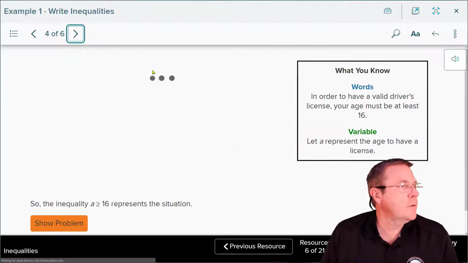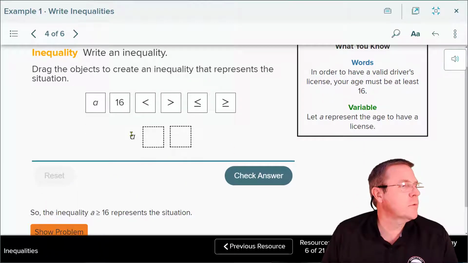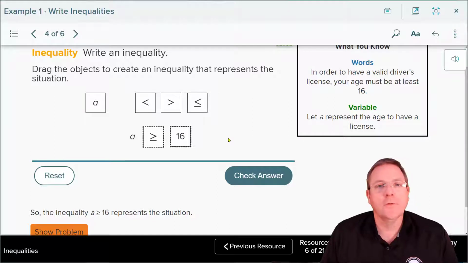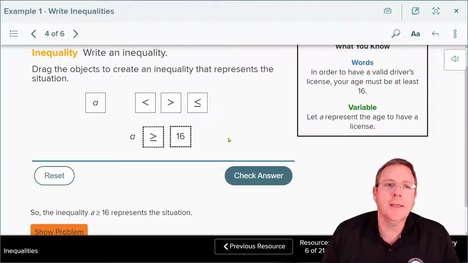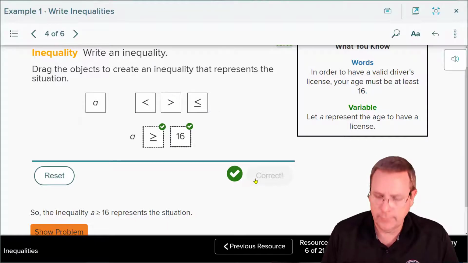And then from there, the next screen, we're going to set up our inequality. We're going to say the age has to be greater than or equal to 16. Because if you're younger than 16, you can't get it. If you're exactly 16, you can. And if you're greater than 16, you can get one then too. Easy math. Anybody can do this stuff.